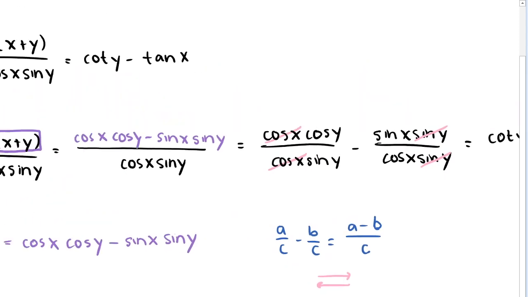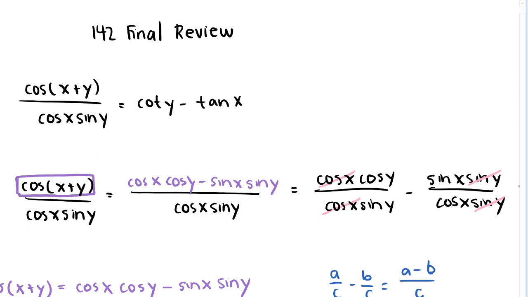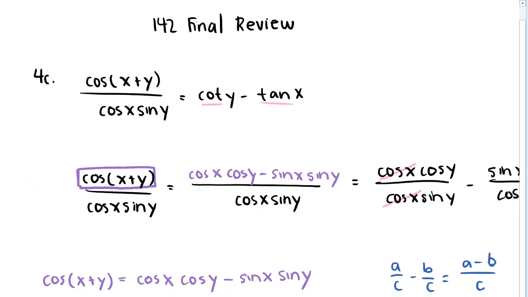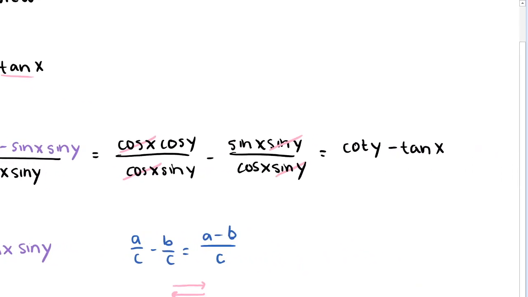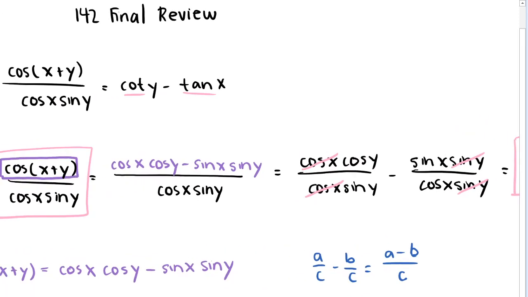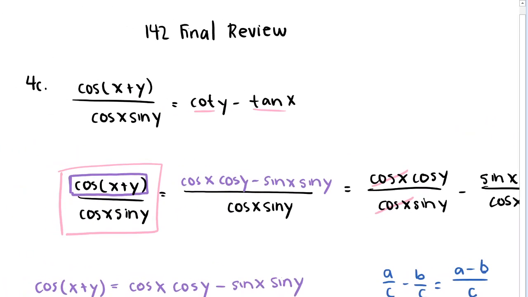Is that what we're trying to show? Yeah, so cotangent of y, tangent of x. So we've shown that the left side is very much the same as this right side. Cotangent of y, tangent of x. That was the original identity we were trying to verify.